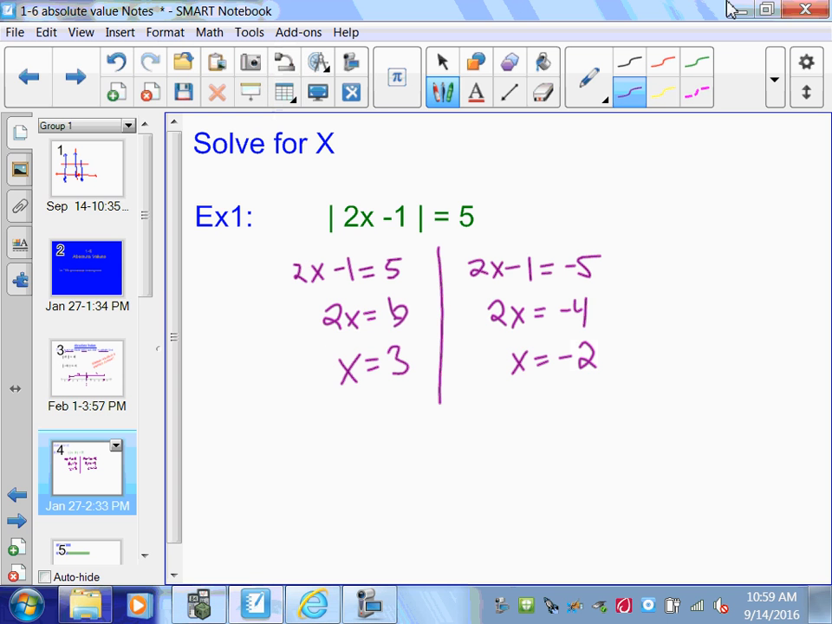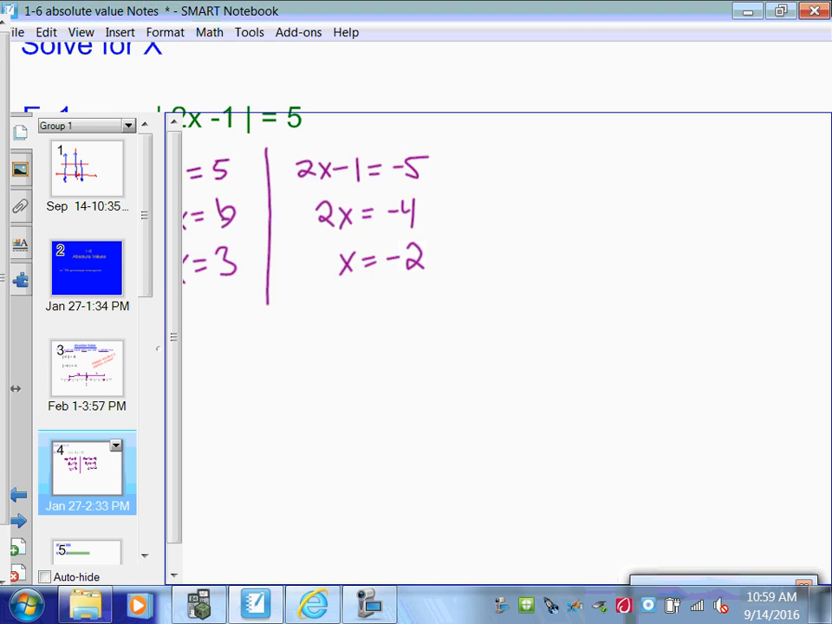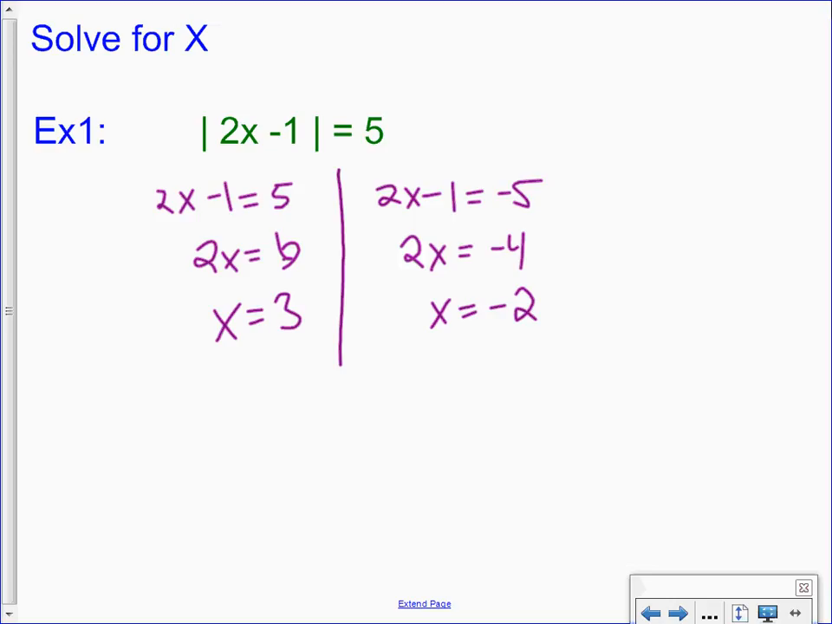So, if both of these are answers, then your solution, in lovely squiggles, would be 3 and negative 2. Notice that I'm using squiggles instead of parentheses because it's not a coordinate. It's a solution set. This is called set notation. Repeat after me: set notation. Set notation. That's right. You squiggled. It was good.